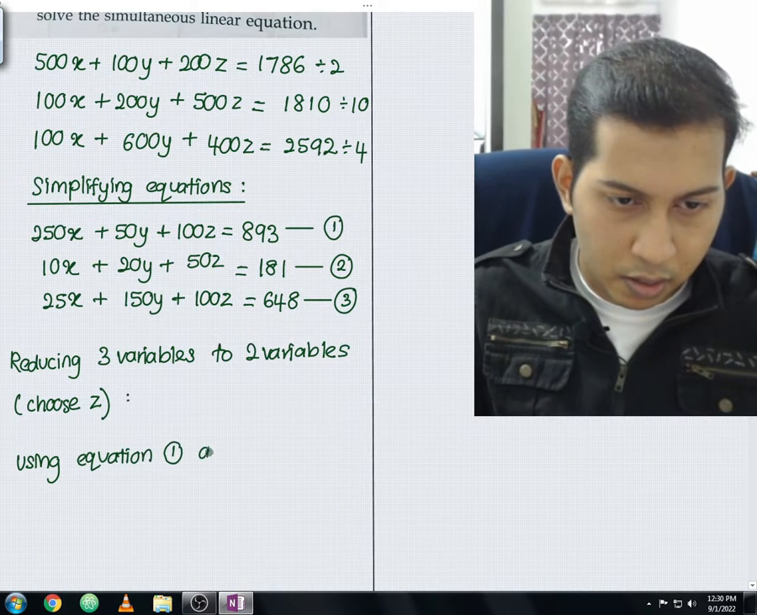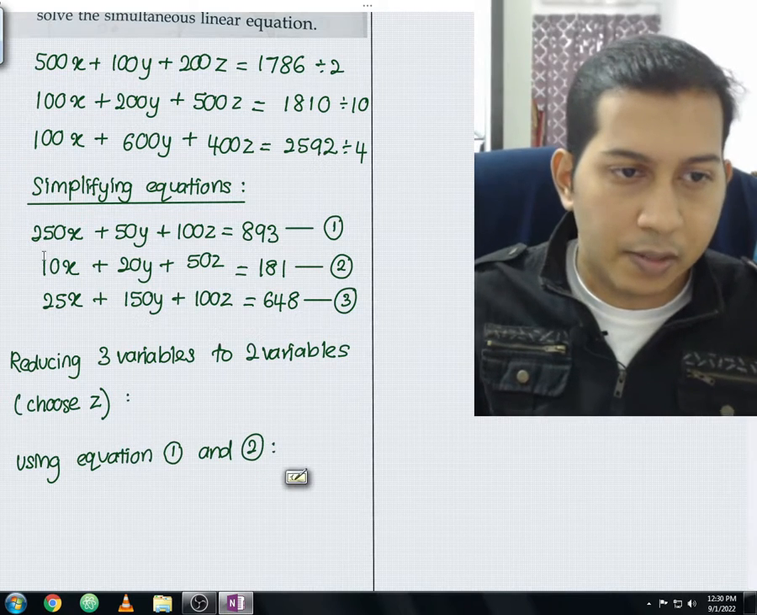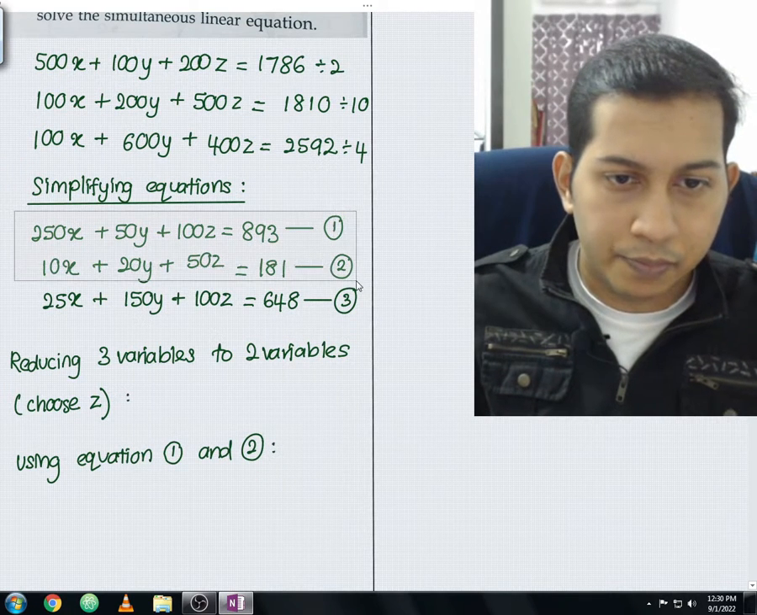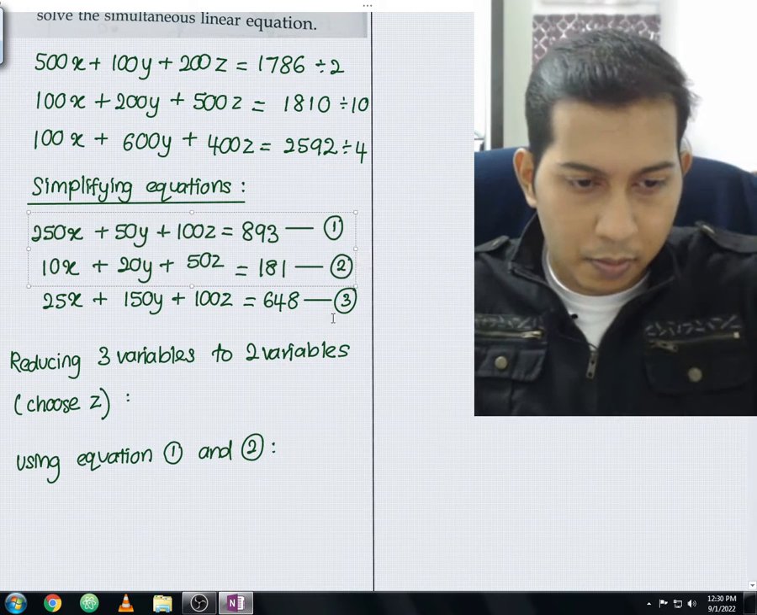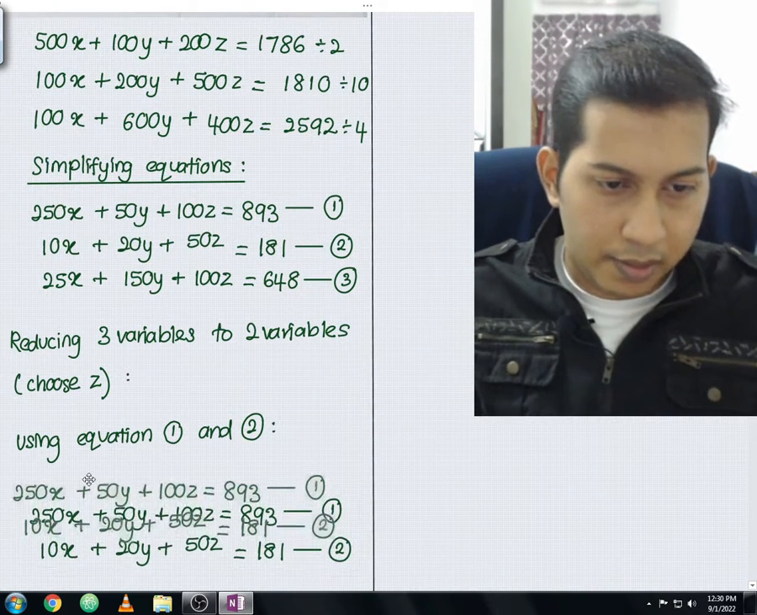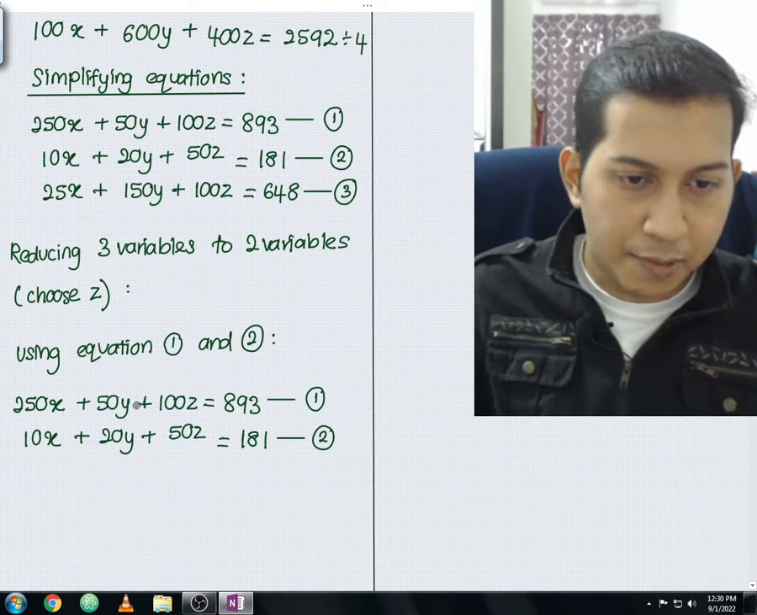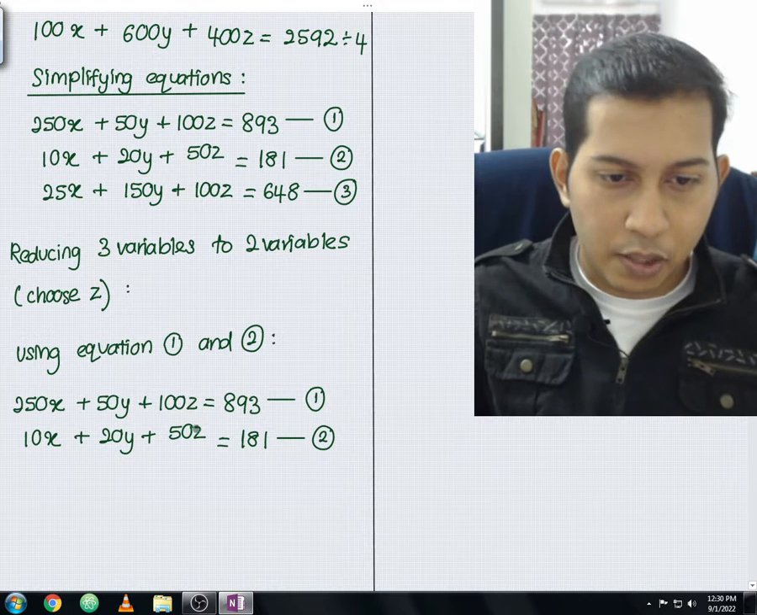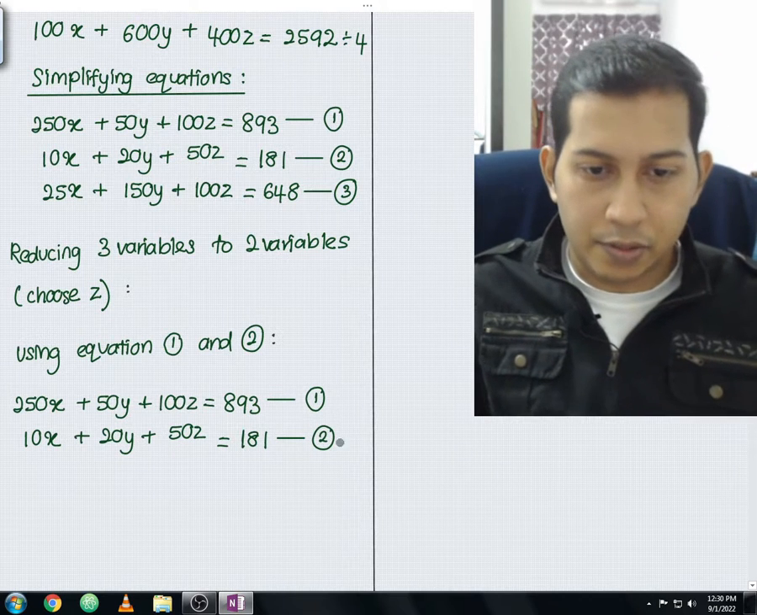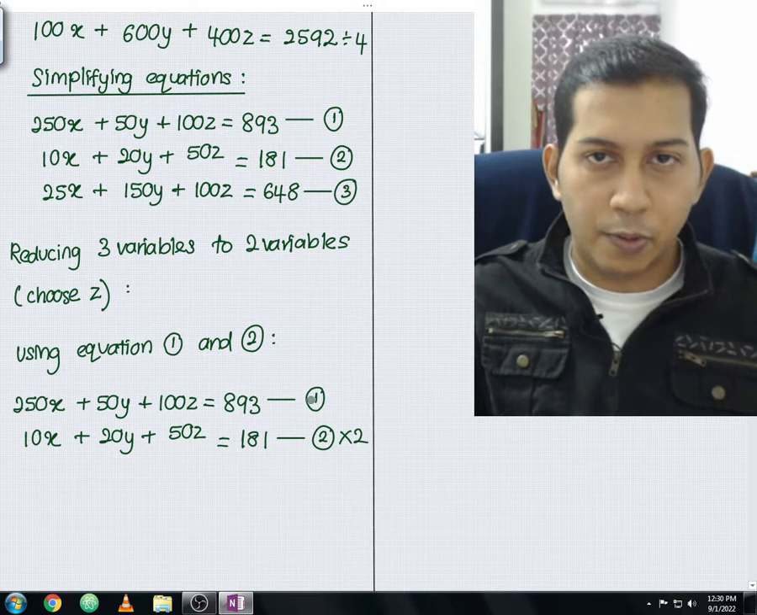Using equation 1 and 2, let me just copy paste this. Copy, and I just paste it over here. Save time. So from here, since we are going to eliminate the z variable, for equation 2, it is better for us to just times with 2. You just leave equation 1 just like that.